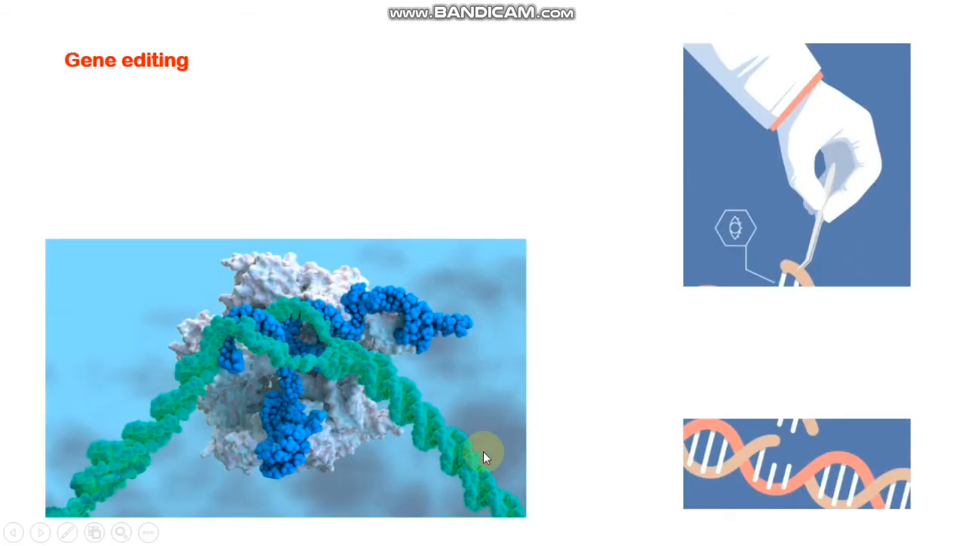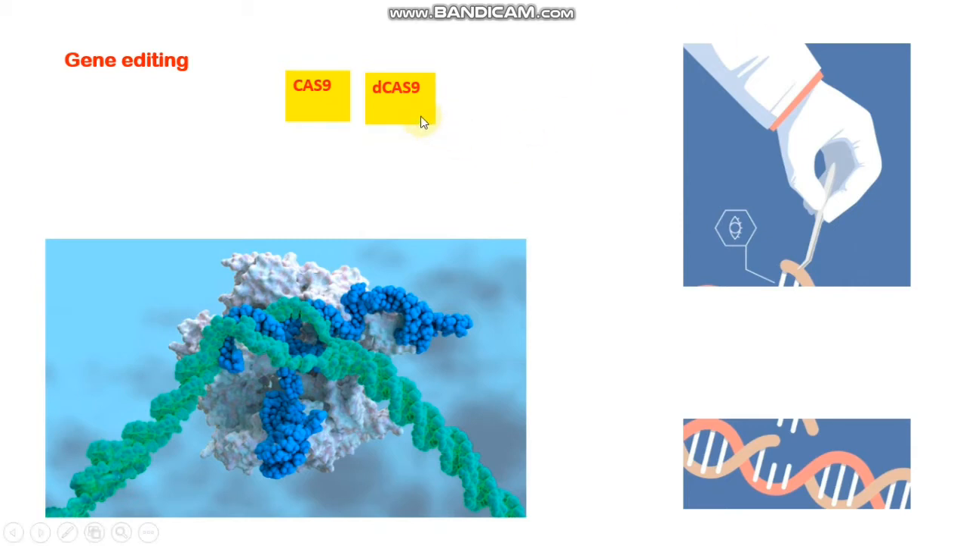So let's talk about gene editing. In gene editing, there are two different proteins that are very widely used. Those proteins are Cas9 and dCas9. We already know about Cas9, that is the nuclease enzyme, whose main role is to cleave the foreign DNA or target DNA.